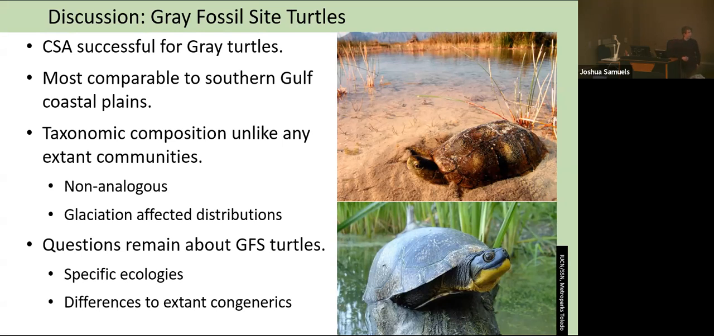That suggests that maybe things like the Pleistocene glaciations have impacted the ecologies and the distributions of some of these turtles. Now, this guy here, you can mention him. This is the Coahuilan box turtle, which is a little bit different from the box turtles we have here in the United States. It's more aquatic, whereas ours are more terrestrial. And there is some indication morphologically that the Gray fossil site turtles may have been similar to the Coahuilan box turtle. And we just need more research done on that to be sure.